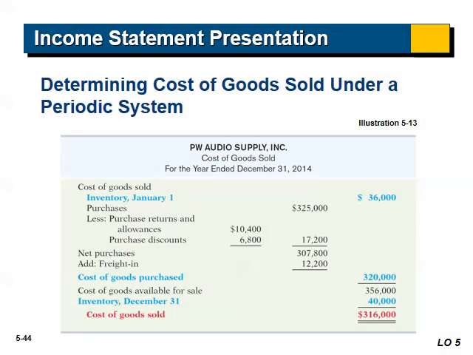So under a periodic system, since you don't have your cost of goods sold kept day by day, you have to actually compute it. And so therefore you have to count ending inventory. So this number right here you're not going to have until you get to the end of the period and go out and count and price out your inventory. And so that's why you need this formula, if you will, to compute cost of goods sold, because you will not have it on your records.